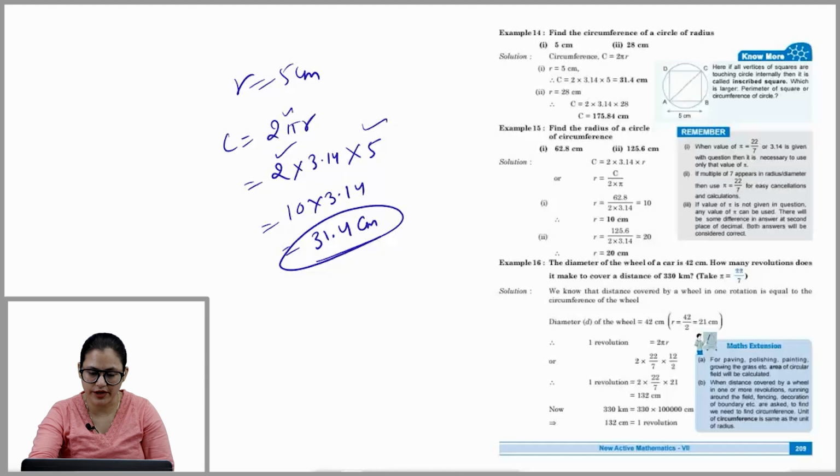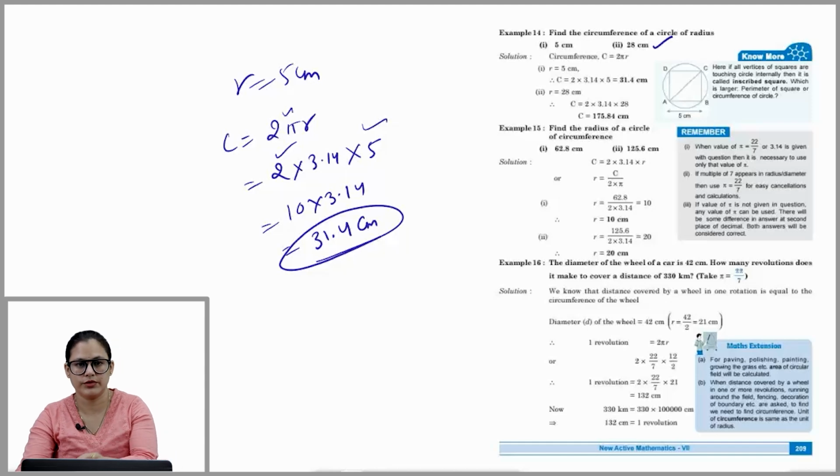Similarly, you will find the circumference for this radius. If all vertices of a square are touching the circle internally, then it is called an inscribed square in this case. Which is larger, the perimeter of a square or the circumference of a circle? We will get this answer only by finding the perimeter of the square as well as the circumference of the circle.